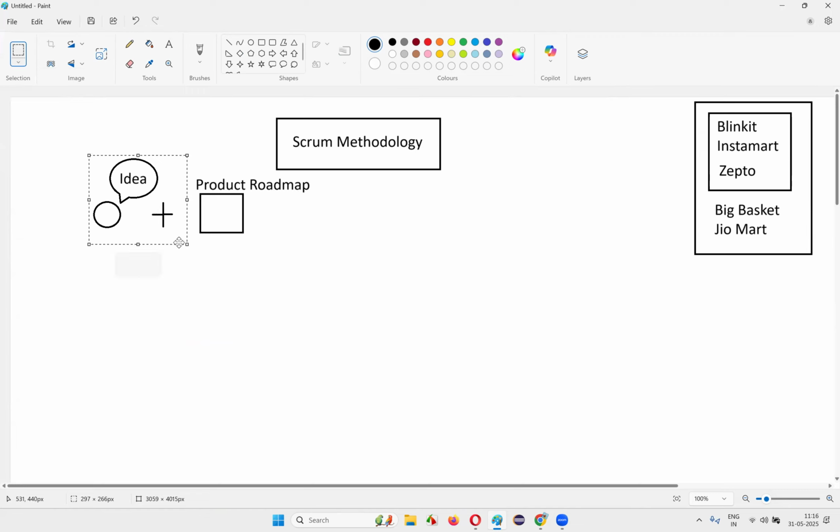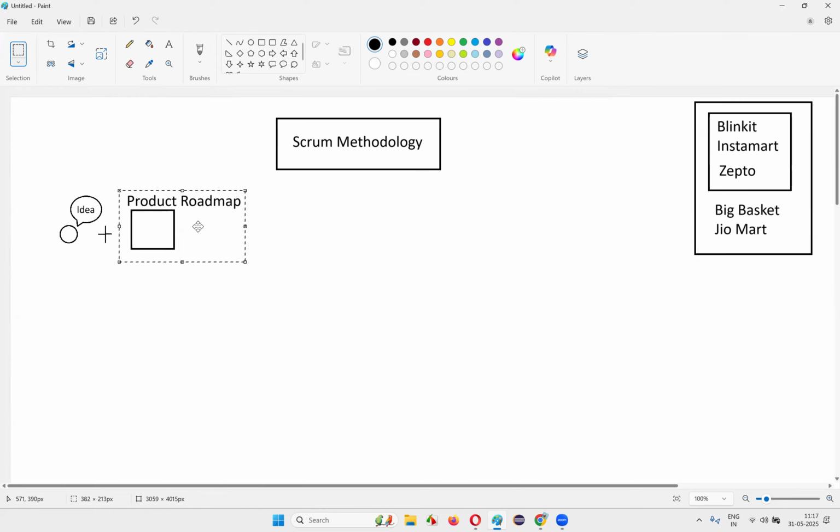Just let me reduce this size so that it will fit my screen space.